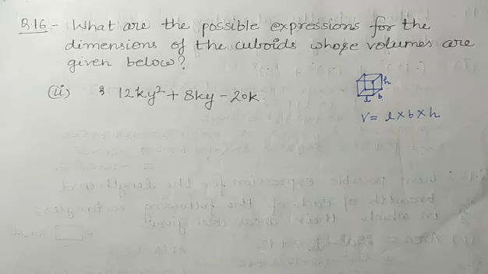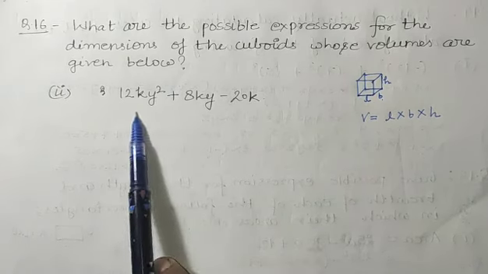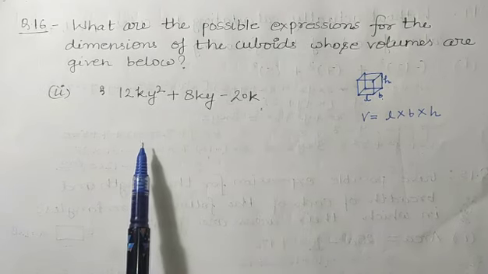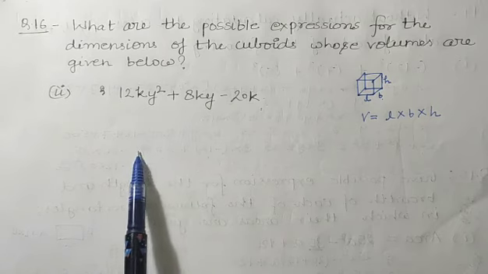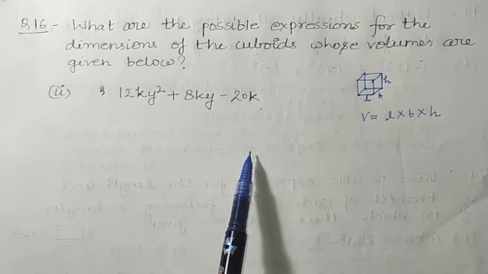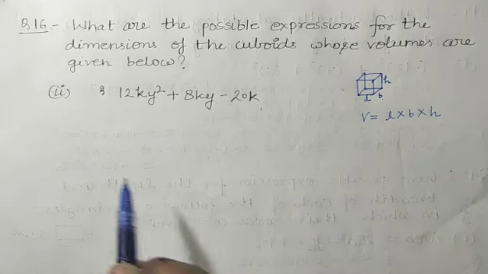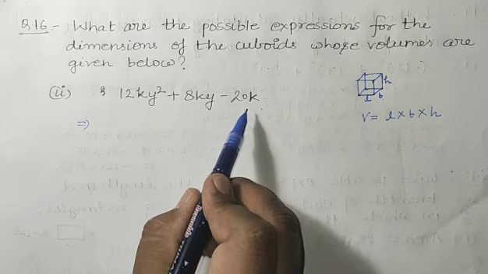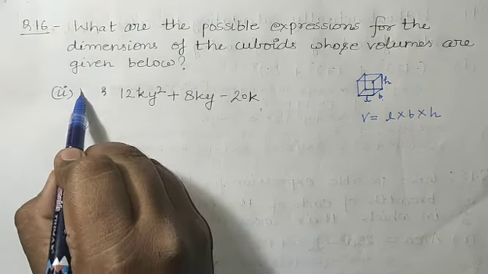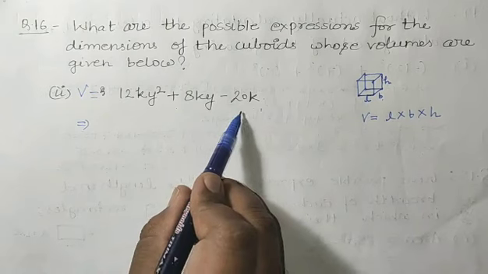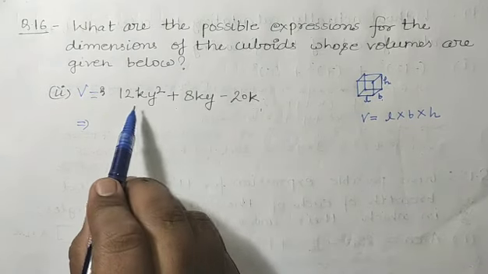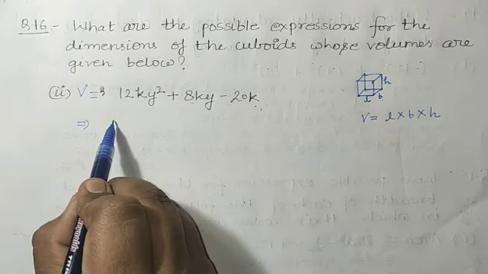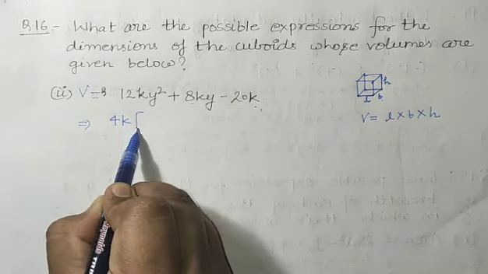So students, in this question we'll factorize again. In the last step, if we find three factors, one will be its length, one its breadth, and one its height. Firstly we'll try to factorize it. In all the three, its volume is given. So in all the three, what can we take common firstly? See, 12ky square, 8ky, and minus 20k. I think we can take common 4k.